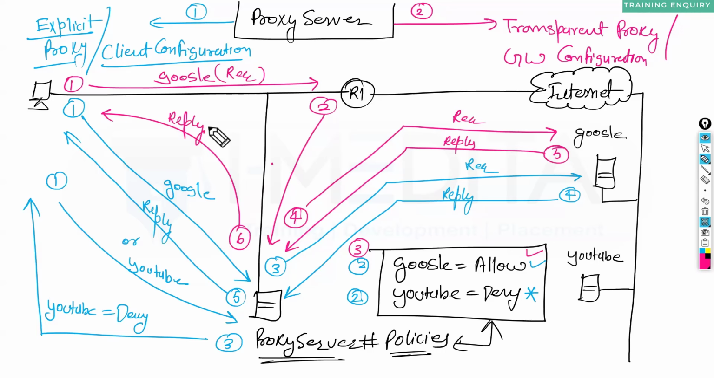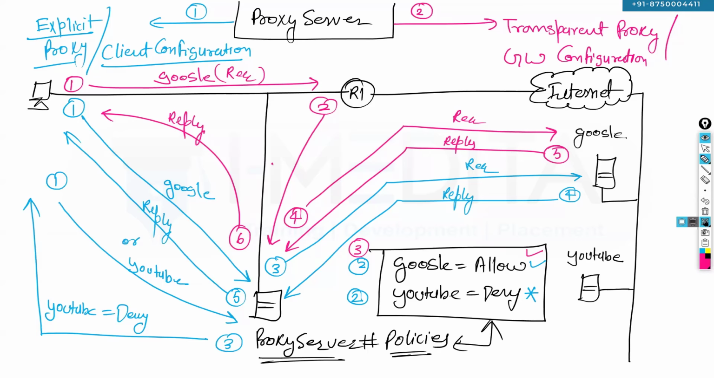So there are two methods using which you can deploy proxy server in your LAN. First one is explicit proxy. In explicit proxy, client will send request to proxy server. Next method is transparent proxy. In transparent proxy, client will send request to gateway, gateway will send request to proxy. Either client will send request to proxy or gateway will send request to proxy. Ultimately, request will come at proxy, proxy will send it to internet, internet will give reply to proxy, then proxy will give reply to client. So this proxy server is working as an intermediate system.